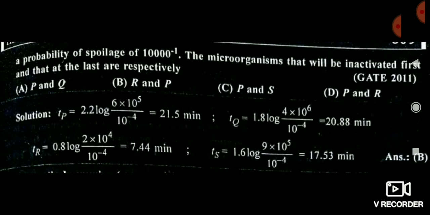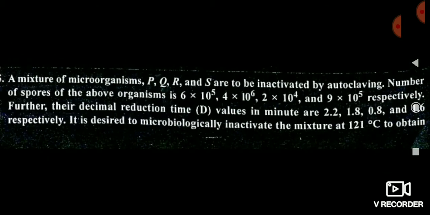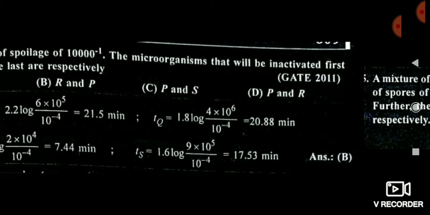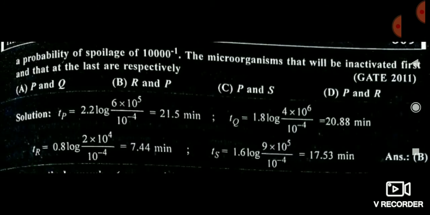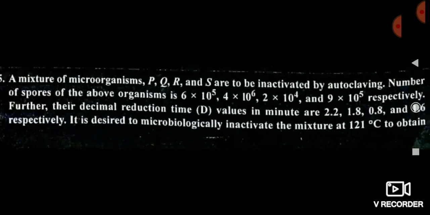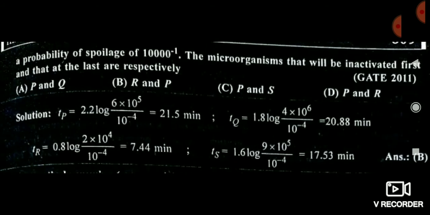And friends, it is saying that to obtain the spoilage probability of 10 to the power minus 4, that is the final number of microorganisms. Means friends, initially we had P, Q, R, S different types of microorganisms, with different numbers of microorganisms and their D values, the decimal reduction time values, given. And we are told that finally we need a spoilage probability, means the final number of microorganisms, of 10 to the power minus 4. Then what should I do?